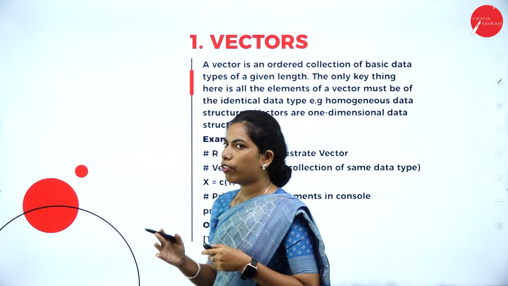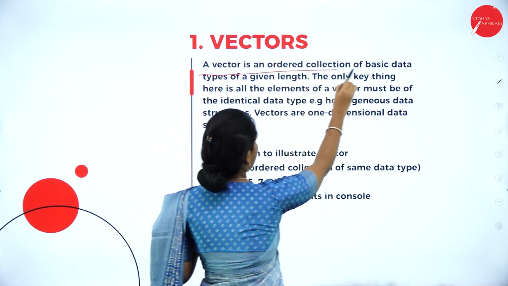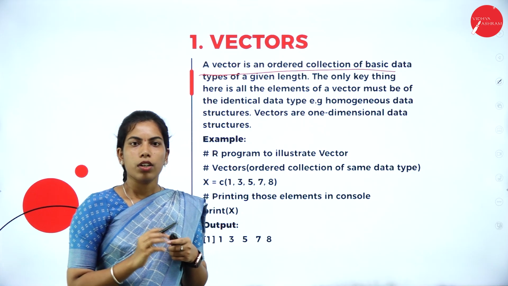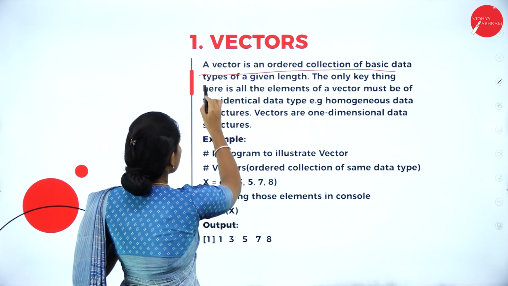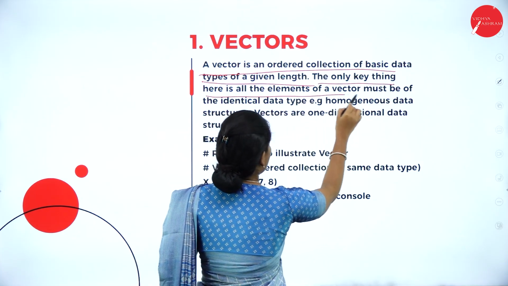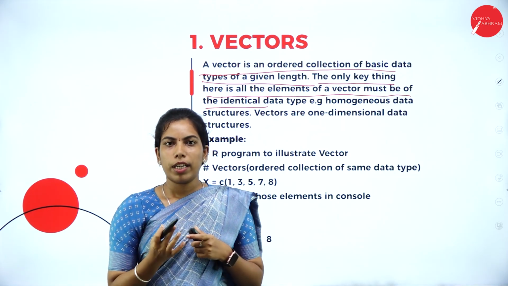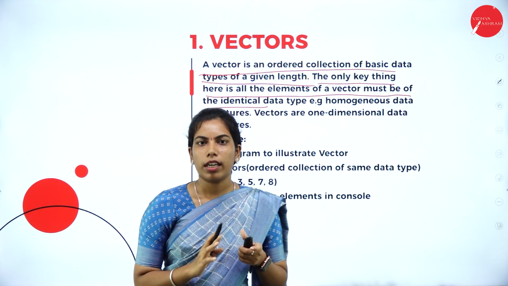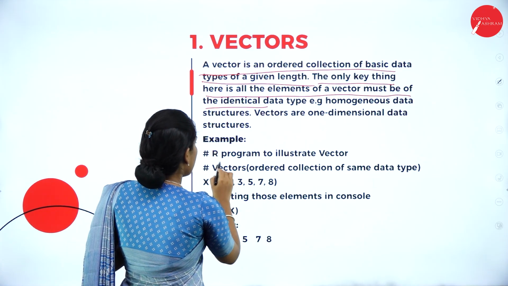Here you can see the first one is vector. A vector is an ordered collection, not an unordered one. So you have to remember the point: a vector is an ordered collection, which has a given length. The only key thing here is that the elements of a vector must be identical. The elements of the vector should be identical, not non-identical. Then only the vector should be declared with values.